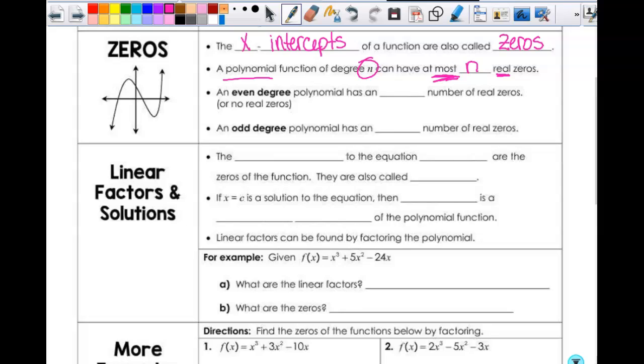So we could have an 8th degree polynomial, but it only has 2 real solutions and the rest be imaginary. Okay, so an even degree polynomial, like an 8th degree polynomial or a quadratic or a quartic, has an even number of real zeros. So that 8th degree polynomial could have 8 real zeros, it could have 6, it could have 4, it could have 2, but it can't have 5 or 7 because it's going to have an even number of them. An odd degree polynomial has an odd number of real zeros. And again, we're talking real zeros here.